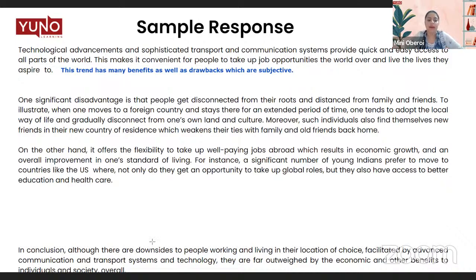Similarly, the conclusion paragraph can also give 1 point on the benefit or the demerit that you gave in the body paragraph itself. So I hope this session has helped all of you.